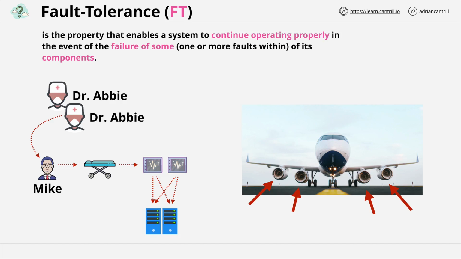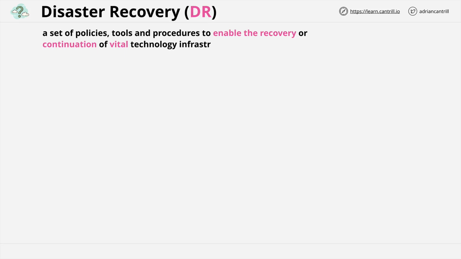So let's move on to the final concept, which is disaster recovery. The definition of disaster recovery is a set of policies, tools, and procedures to enable the recovery or continuation of vital technology infrastructure and systems following a natural or human-induced disaster. So while high availability and fault tolerance are about designing systems to cope or operate through disaster, disaster recovery is about what to plan for and do when disaster occurs, which knocks out a system.